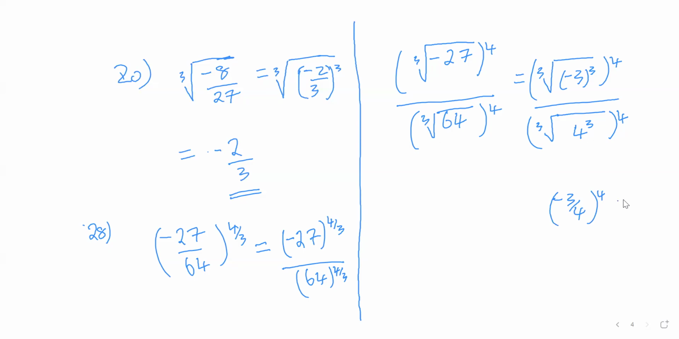Then you can evaluate that, or you leave your answer like that, or you evaluate this answer using your calculator, basically, to get the final answer. Negative 3 to the 4 over 4 to the 4. Okay, so that's that. And then we move over to the last one before the end of this video.